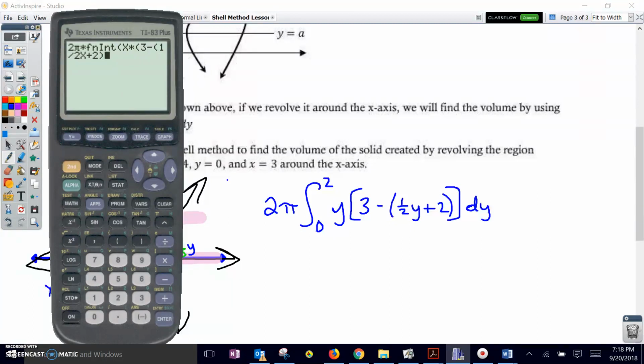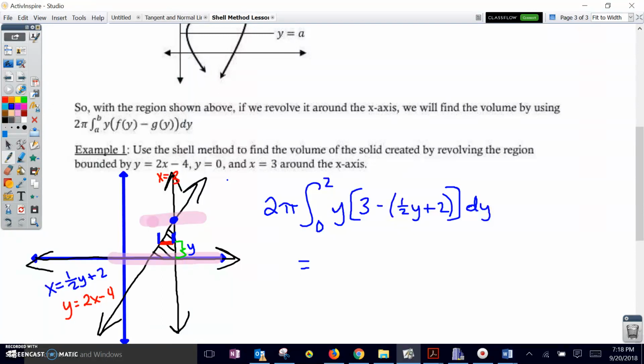Close the parenthesis, close the bracket, with respect to x from 0 to 2, and I get that the volume of this solid is 4.189. Now alternatively, just to show you this, like I said, I would use the disk method on this one.